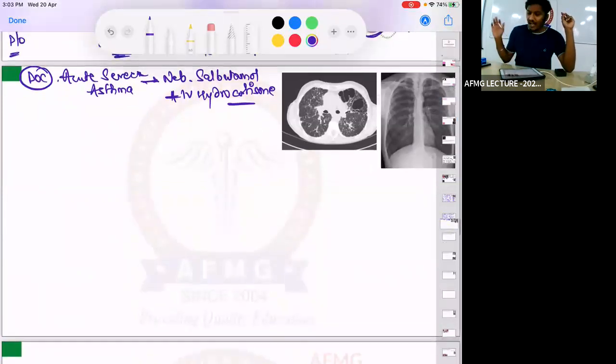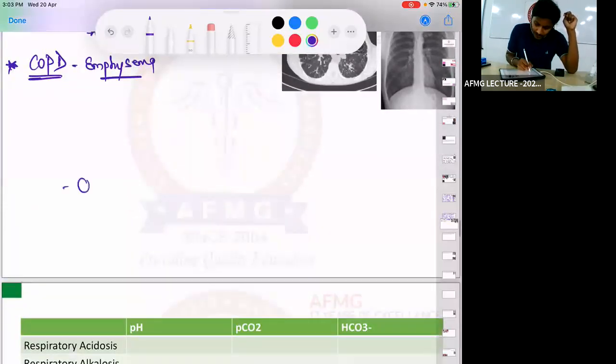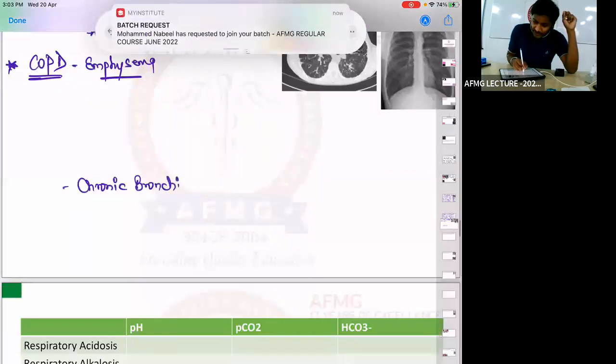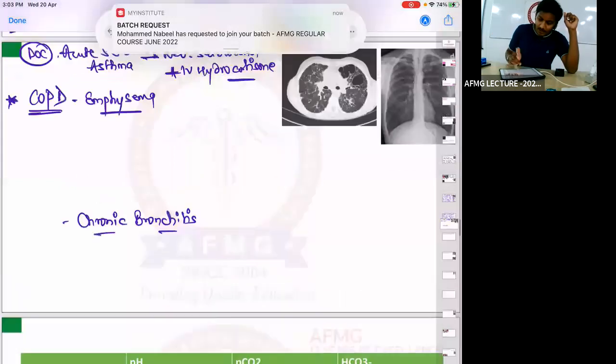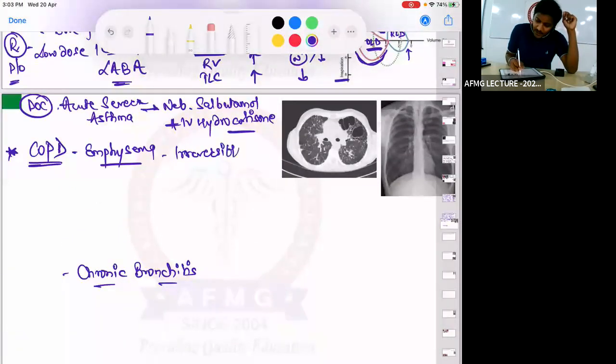Now here, I hope you are quite aware we are talking about irreversible damage of the airways. Okay, so that is COPD, chronic obstructive pulmonary disease. There are two features: first is emphysema, and second is chronic bronchitis. Important. If I talk about emphysema first, is it irreversible or reversible? Irreversible.